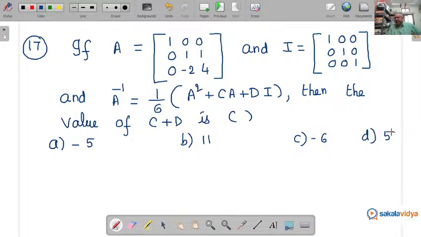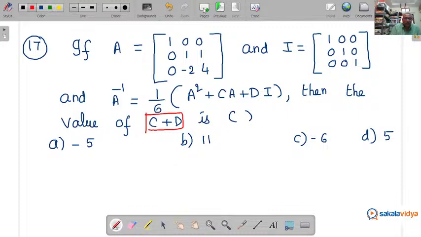So which is the right option? It's a very interesting question. A is given as 1 0 0, 0 1 1, 0 -2 4, and this is the identity matrix. A inverse is 1 by 6 of A square plus CA, where C is a constant, plus DI. We need to find the value of C plus D. Can you solve this problem? Okay, let us move to the next page.